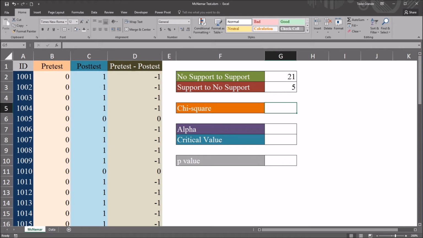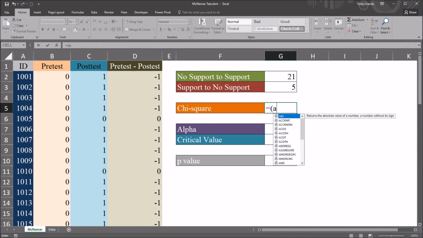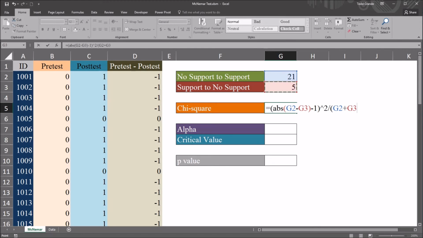So now we can calculate the test statistic I have labeled here chi-square. And this is going to include the Yates correction. So this will be the test statistic for the McNemar test. Correction here will be equal sign, parenthesis, ABS. Then I'm going to take cell G2, value 21, and subtract cell G3, 5. So absolute value of the difference, the two values, minus 1, and then I'm going to square that. Shift 6 for the caret symbol, and 2. I'm going to divide this by 21 plus 5. So that's the function for the test statistic.